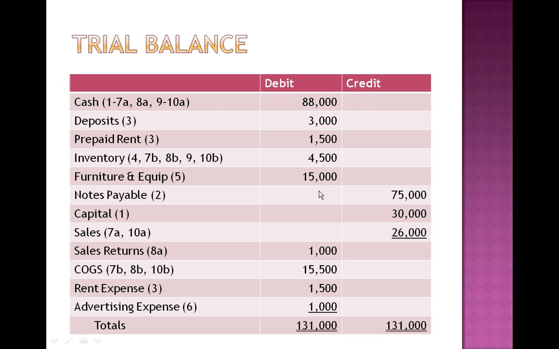Now, when we get down to notes payable, we have a credit balance for notes payable of $75,000. We have a credit balance for capital, or owner's equity. Then sales were $26,000. Notice sales returns reduced that, so the net is $25,000. And then our expenses come down in here.